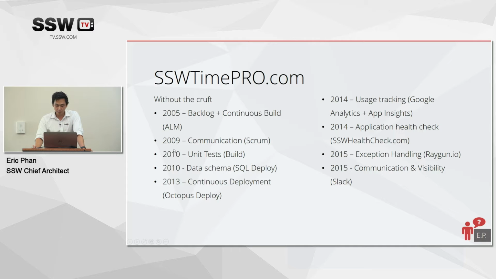In 2013, we then started introducing continuous deployment because at this stage we packaged up a file, sent it off to our sysadmin, and he'd deploy it onto our servers. So when we introduced Octopus, it was pretty much you check it in, it gets deployed.